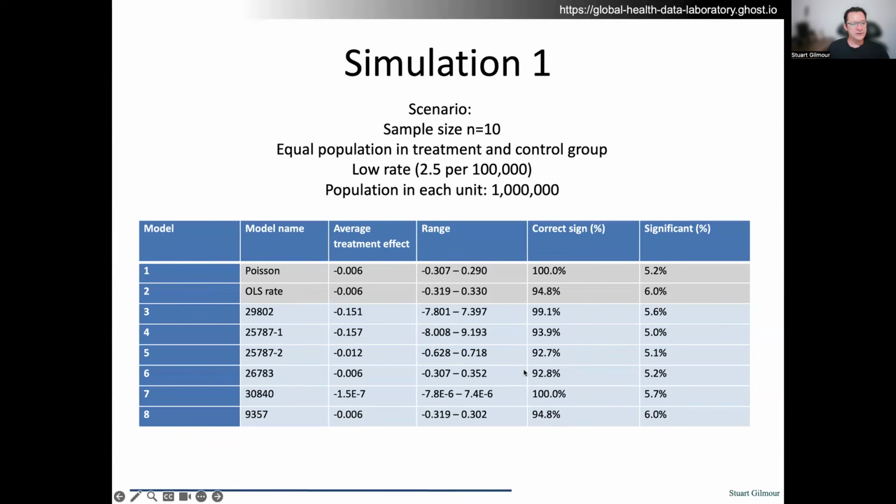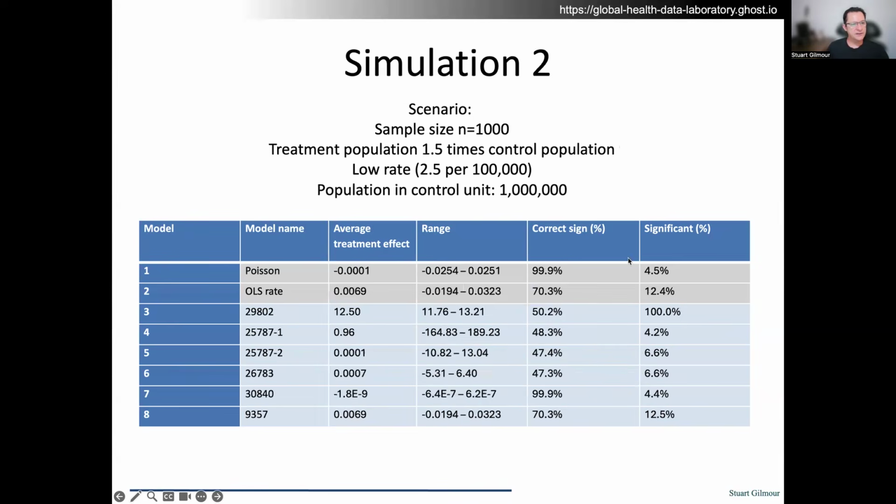Also note that these models are much less likely to get the sign correct than the Poisson regression model. And they have a similar level of spurious significance. Now let's go and look at a different scenario where the populations are not equal. So here, for example, we have a sample size of 1,000 in the control group, and the treatment population is 1.5 times the control population, still with a low rate, and the control units having approximately 1 million people.